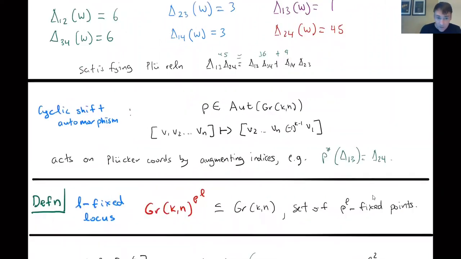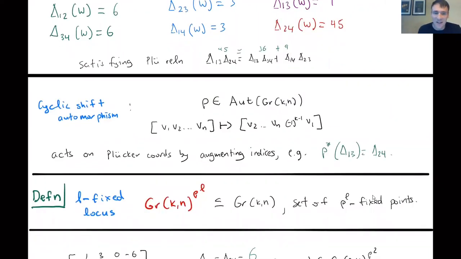Okay, and the main definition in this talk today is the L-fixed locus. So it's the set of points in the Grassmannian which are fixed by rho to the L. So at the moment, it's just a subset of the Grassmannian, symmetrical with rho to the L symmetry.